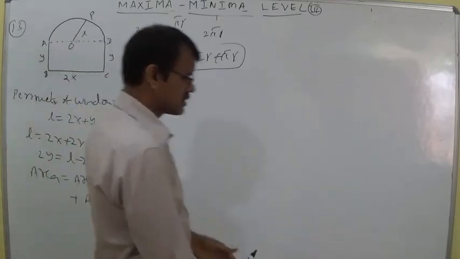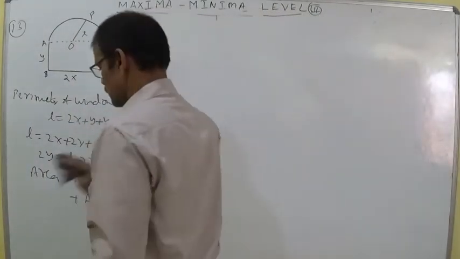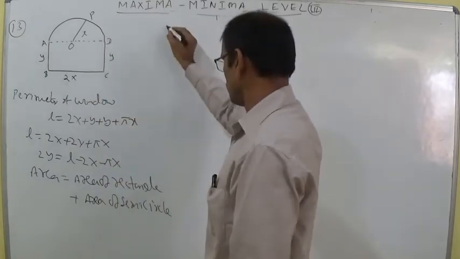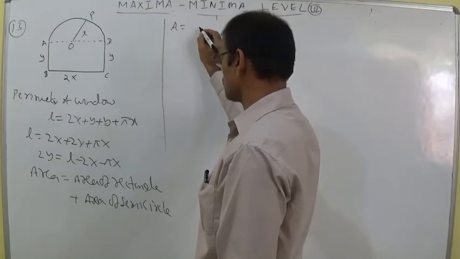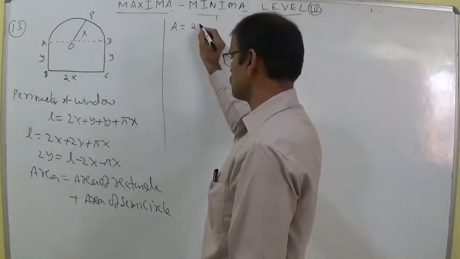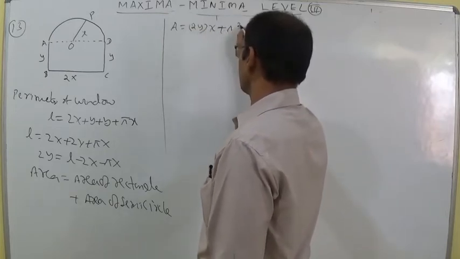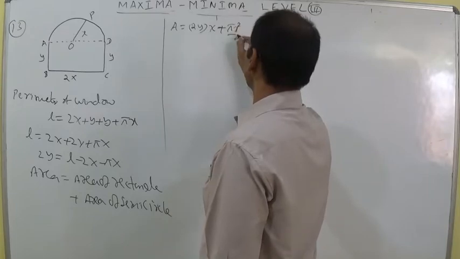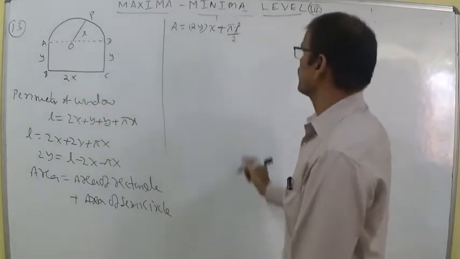Area of rectangle plus area of semicircle. Here area, capital A, I am indicating with the letter capital A. Capital A is equal to area of rectangle. You know that length into breadth. So 2x into y. So 2y into x I am writing for our convenience, plus pi x square by 2, because pi r square by 2, here x is the radius. Pi x square by 2.